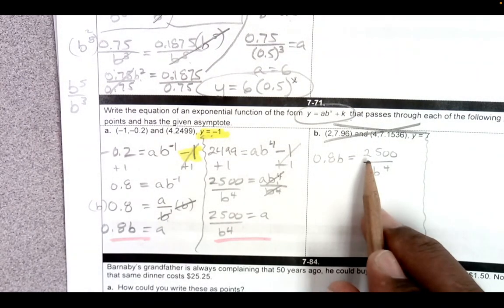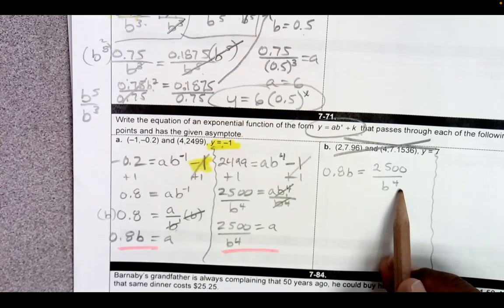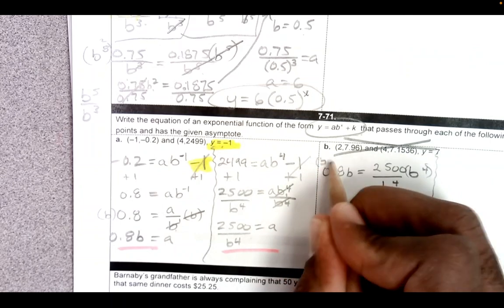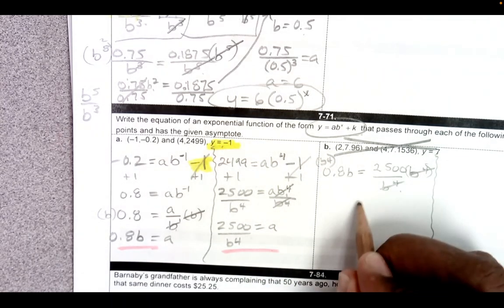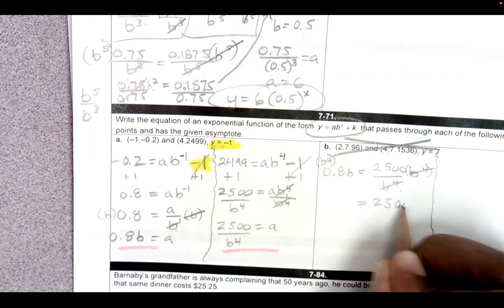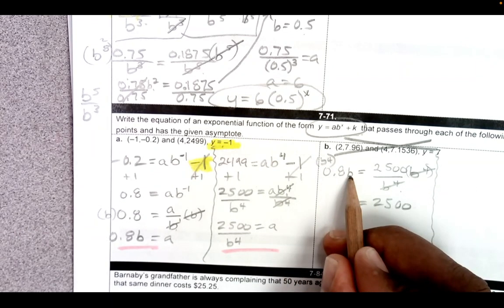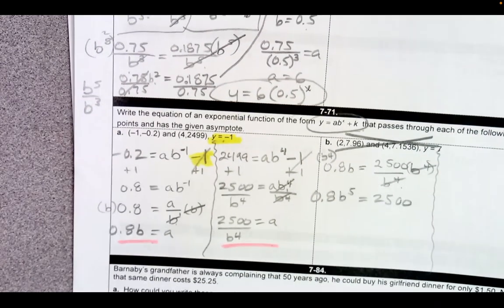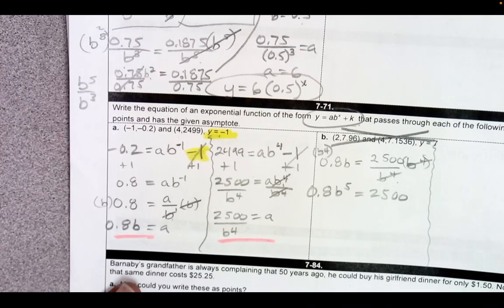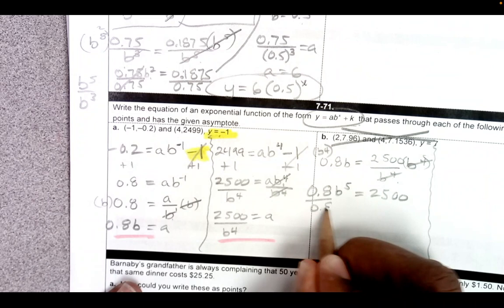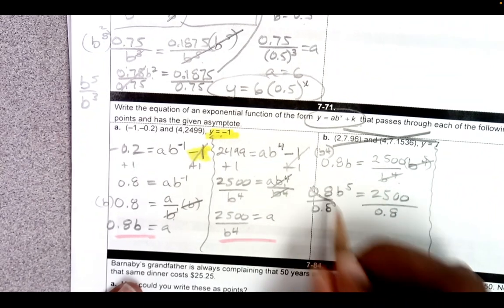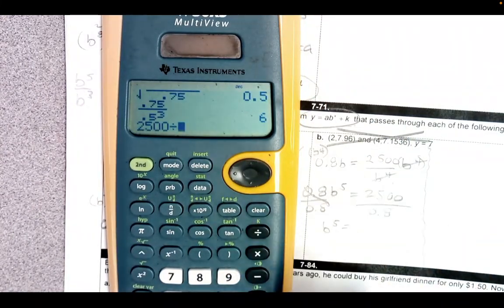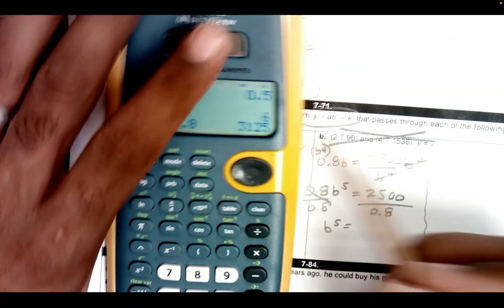What I'm going to do here is similar to what I did up here. I'm going to get rid of the denominator, so I'll multiply both sides by b to the 4th. Now b to the 4th times b will be b to the what? B to the 5th. Now I want to divide both sides by the 0.8. So 2,500 divided by 0.8 is 3,125.